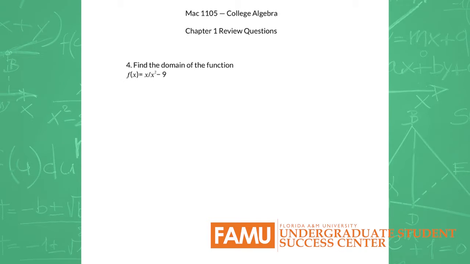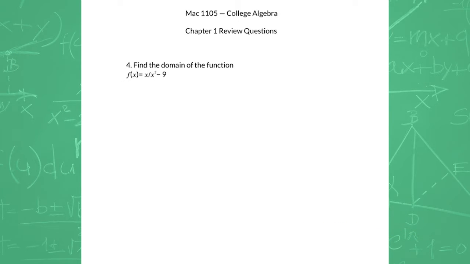Number 4, find the domain of the function f of x is equal to x divided by x squared minus 9. So since the domain is the set of all possible x values, to find it, we have to consider the restrictions on x. So let's start by noting that the domain of the polynomial x squared is equal to all real numbers.